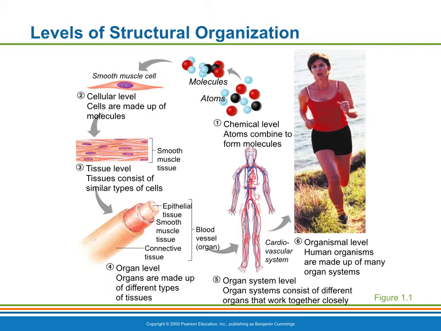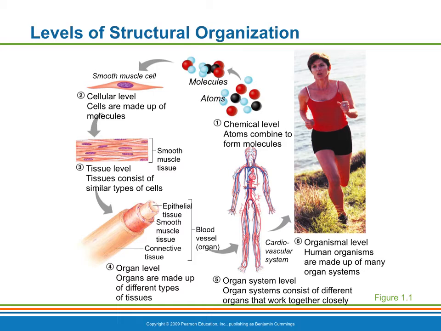Next up, we have the organ system level. That's a group of organs that work closely together to accomplish a specific purpose. After that, we have the organismal. You notice how I said that. Organismal. That is the level, the total of all the structures working together to promote life.